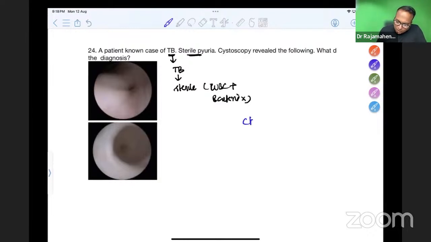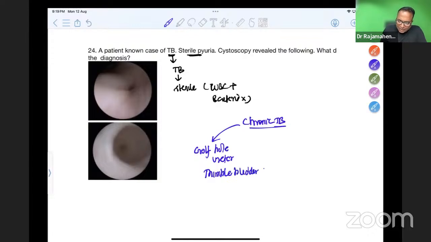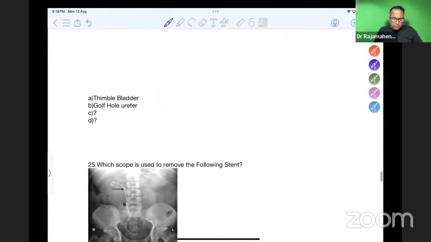So in chronic TB, what are the findings? That is what you have already read. This is a very common concept. In chronic TB, there will be a golf hole ureter. There will be a thimble bladder. Thimble bladder is a small contracted bladder. Golf hole is a very small narrowed ureter. On a patient, what is the diagnosis on a cystoscope? I am putting a camera and I am seeing there is a golf hole ureter. So the answer for this question is golf hole ureter. I hope you will understand this question.